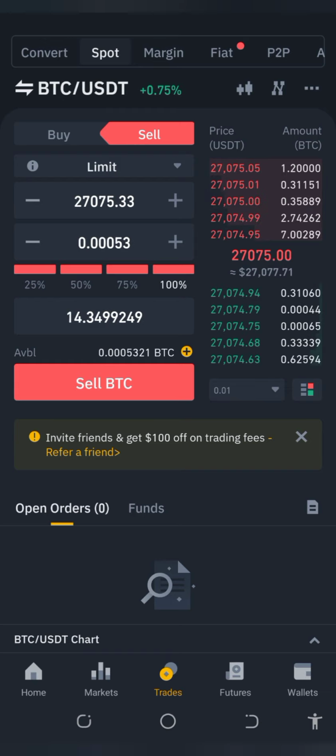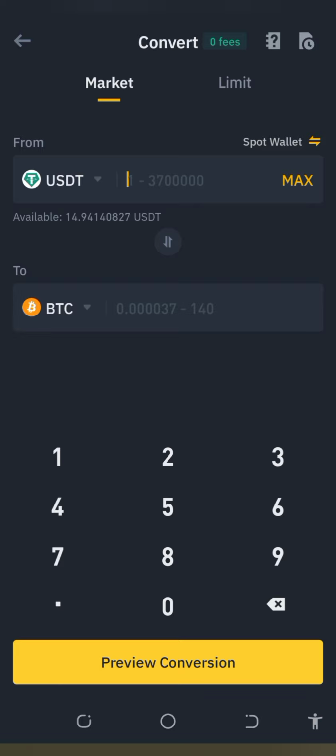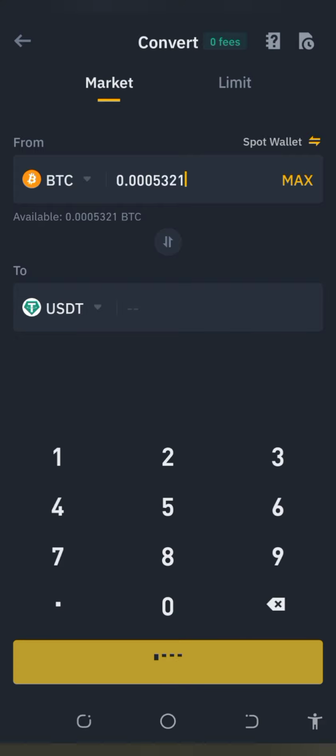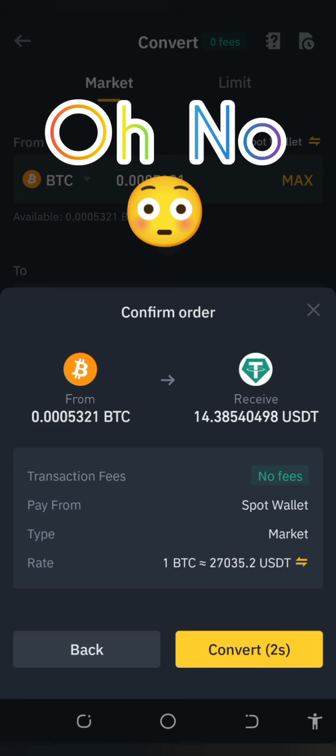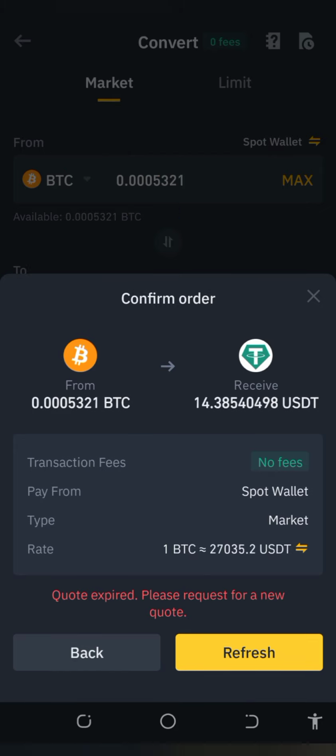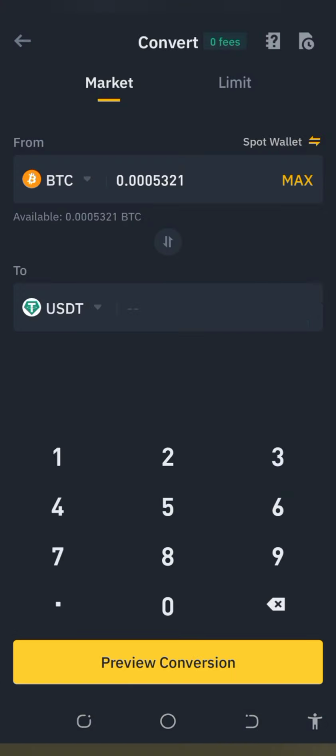14. Oh yeah, because of, let's go to convert. No, I'm not doing this here. Let's see what we can get. Oh no, it's really low. Oh no. I'm not gonna use this. I'm gonna lose a lot of money if I try to do this.